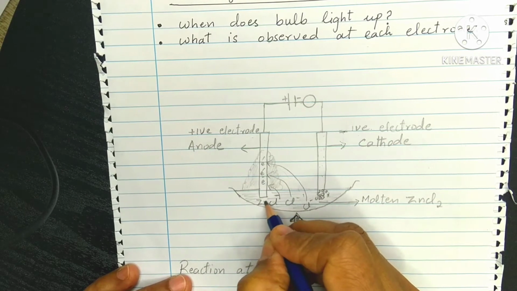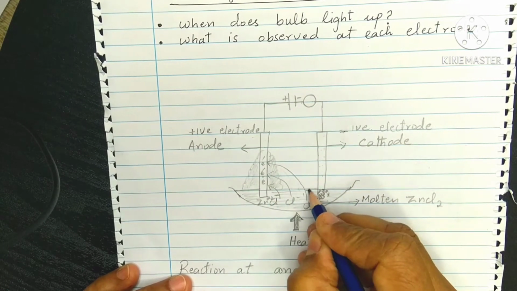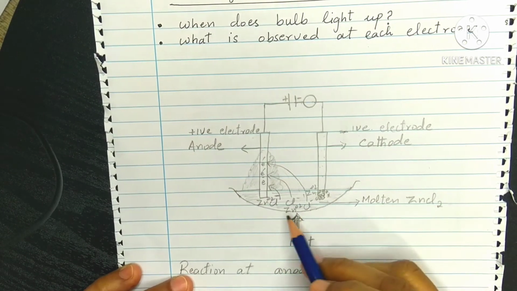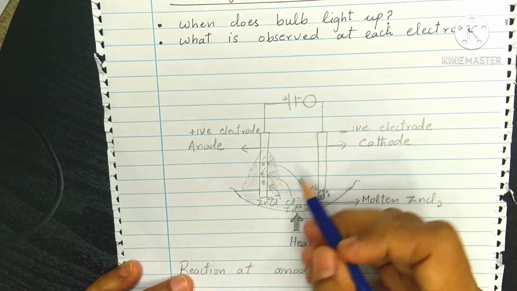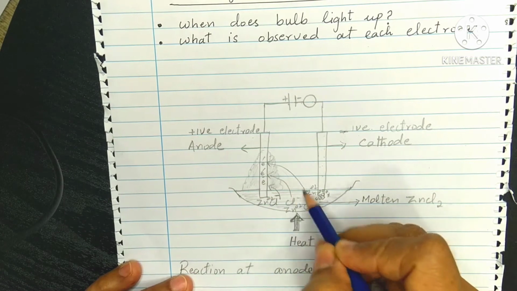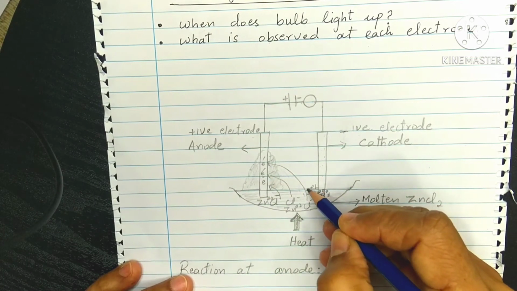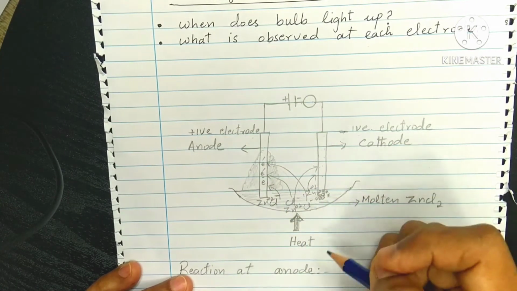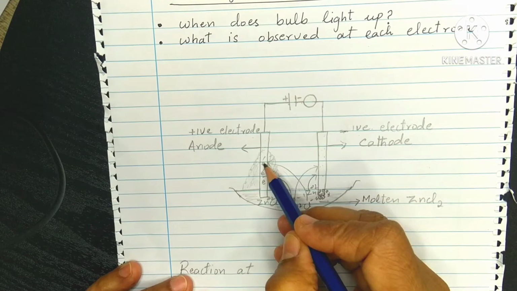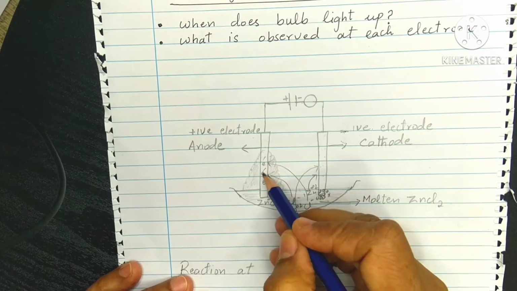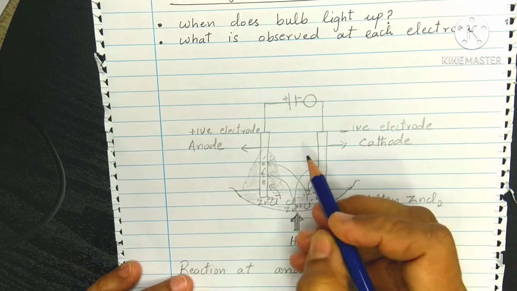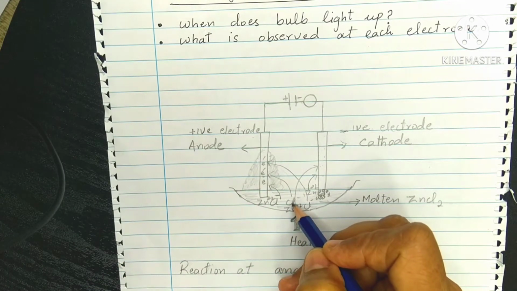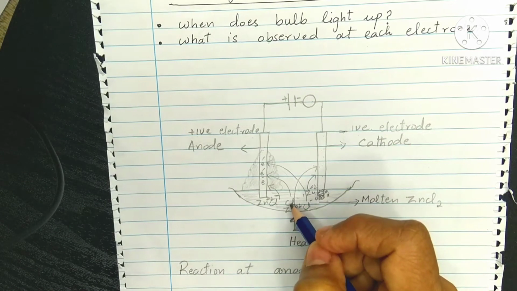In the solution there are many zinc ions and also chloride ions. They are free to move, and all the chloride ions move towards the anode, and all the zinc ions move towards the cathode. When chloride ions reach the electrode, they release the extra electron at the anode, and the chloride ions convert into chlorine, which exists in molecular form.